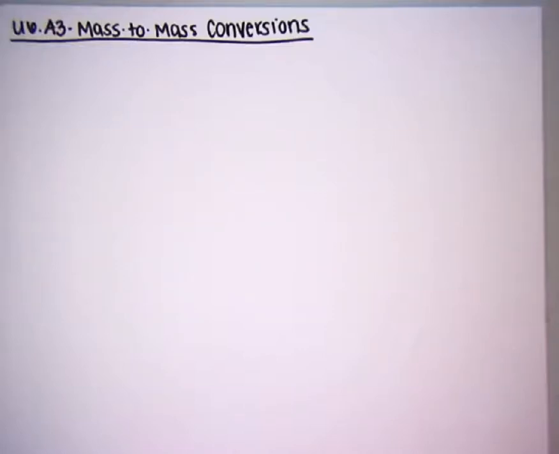In this lesson, we're going to cover Unit 6, Acquisition 3 on mass-to-mass conversions. So in these conversions, we're going to start with mass and we're going to end with mass. So why would this be important?